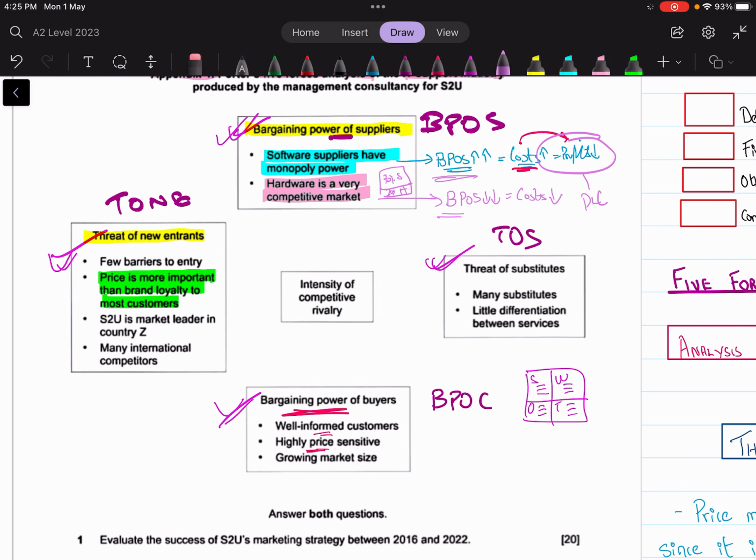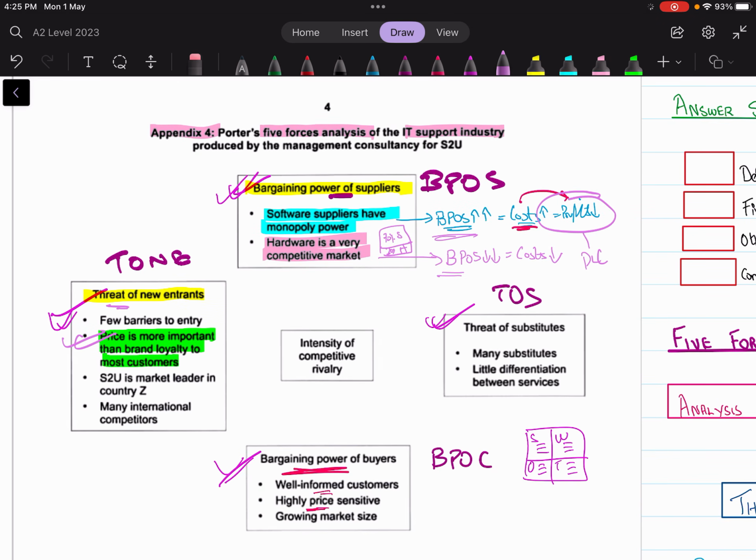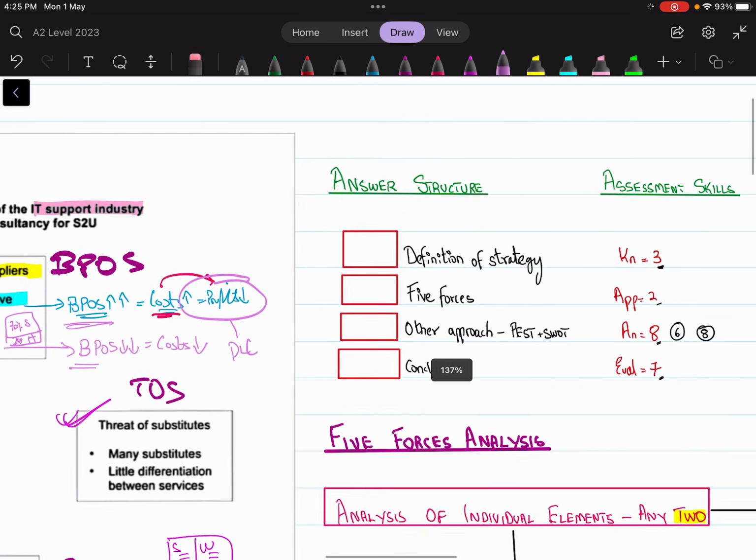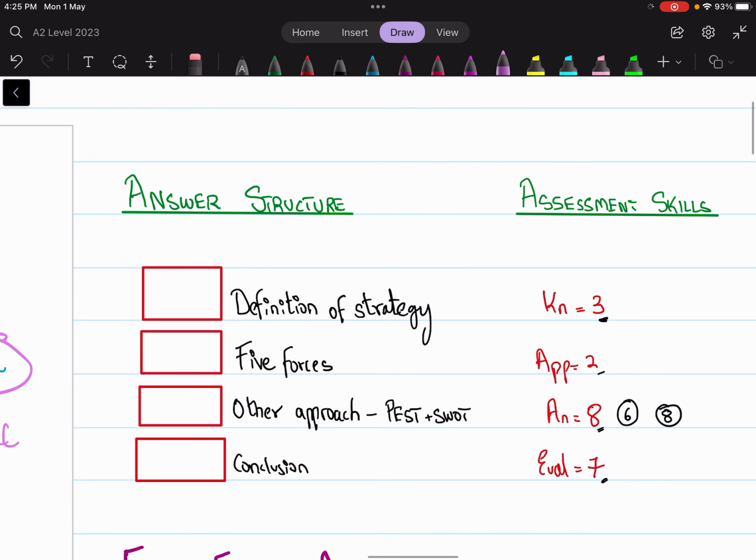Alright? And if you focus on threat of new entrants, I'm going to pick this point as a major point of our discussion. So let's quickly talk about the answer structure. You can pause this video and make yourself more comfortable with other pieces of information. The answer structure is going to be like this. This is my advice. You can choose an answer structure if you want, but this is my advice.